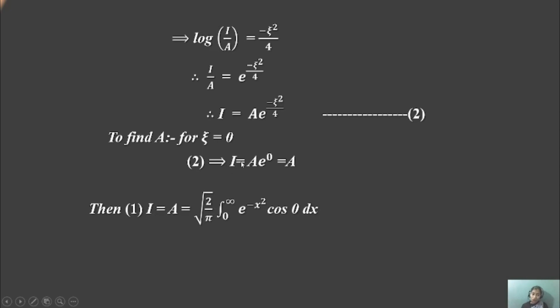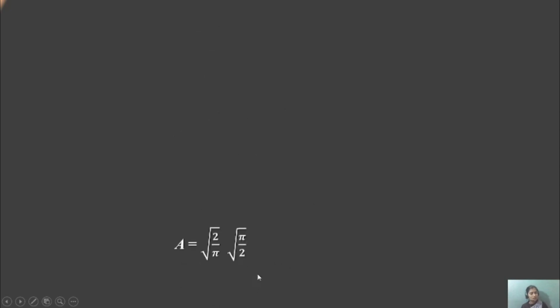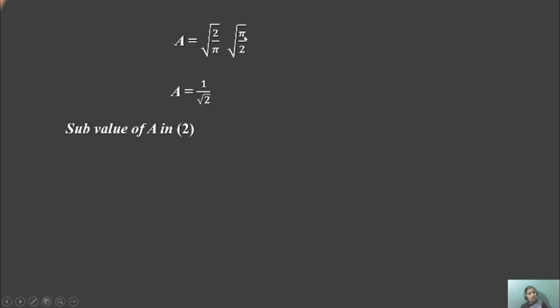And what is the equation of I? For equation first, that is square root of 2/π integration 0 to infinity e to the power minus x square cos ξx, with ξ equals 0, dx. Then cos 0 equals 1, expanding to the form and generating the value: A equals square root of 2/π times square root of π by 2. Then both of these cancel. Square root 2 means square root 2 into square root 2, both of these cancel, only 1 upon square root 2 remaining.